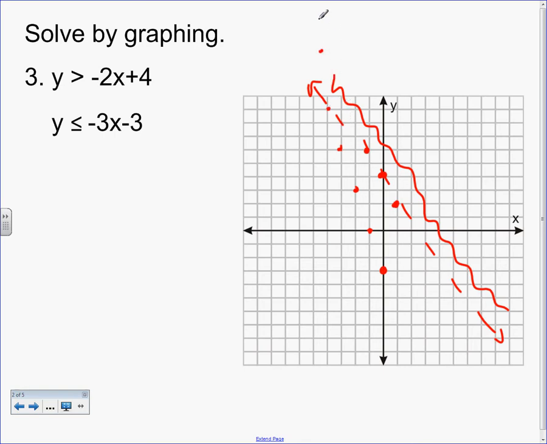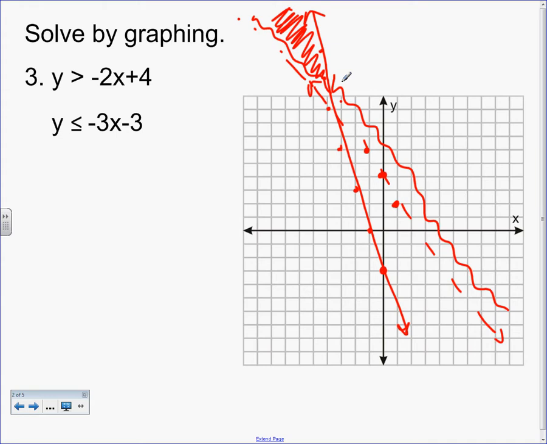So dotted or solid there? Solid. Above or below? Below. So I'm going to extend this line, okay? So it was above this line, and it was below this line, so my final answer is there. Do you guys understand that?